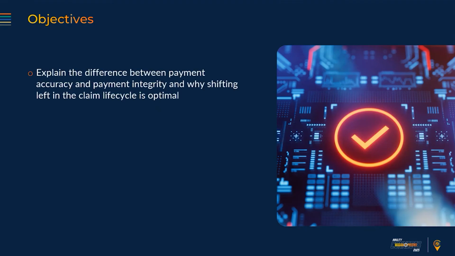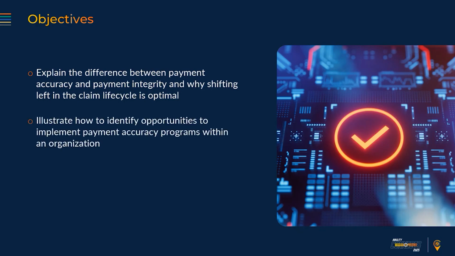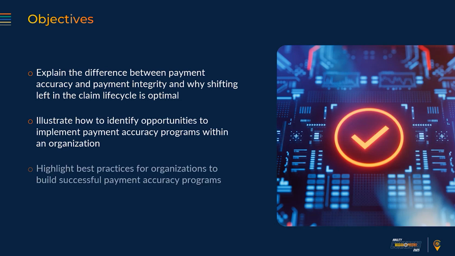All right, our objectives for this session: we're going to talk about explaining the difference between payment accuracy and payment integrity. We're going to talk about shifting left in the claim lifecycle and why that is optimal. We're also going to illustrate how you can identify opportunities to implement payment accuracy programs within your organization, whether you're a health plan or provider organization. And we're also going to highlight best practices for any organization to build out successful payment accuracy programs. So let's get started.